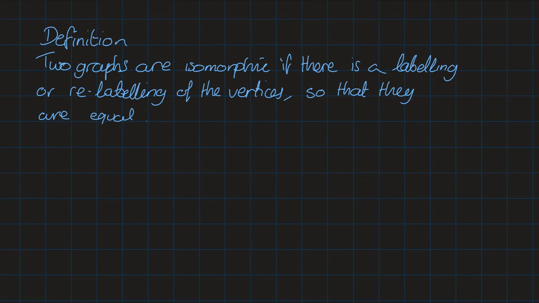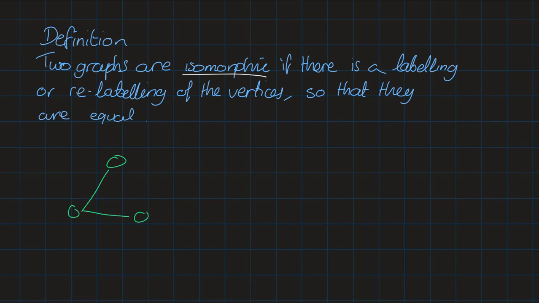We say that two graphs are isomorphic if there is a relabeling of the vertices so that they're equal. So two graphs are isomorphic if it's possible to change the labels so that they become equal. And obviously you can't always do this. Not every graph is isomorphic to every other graph.